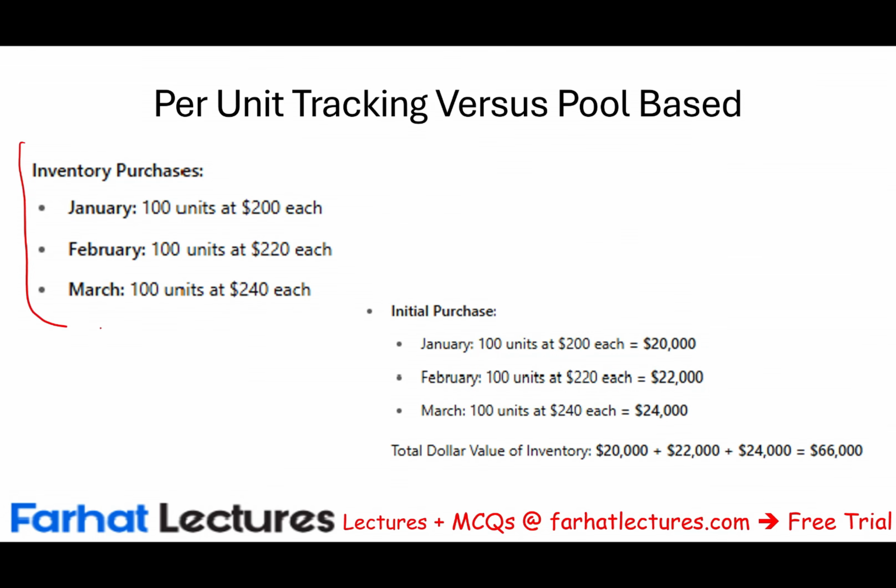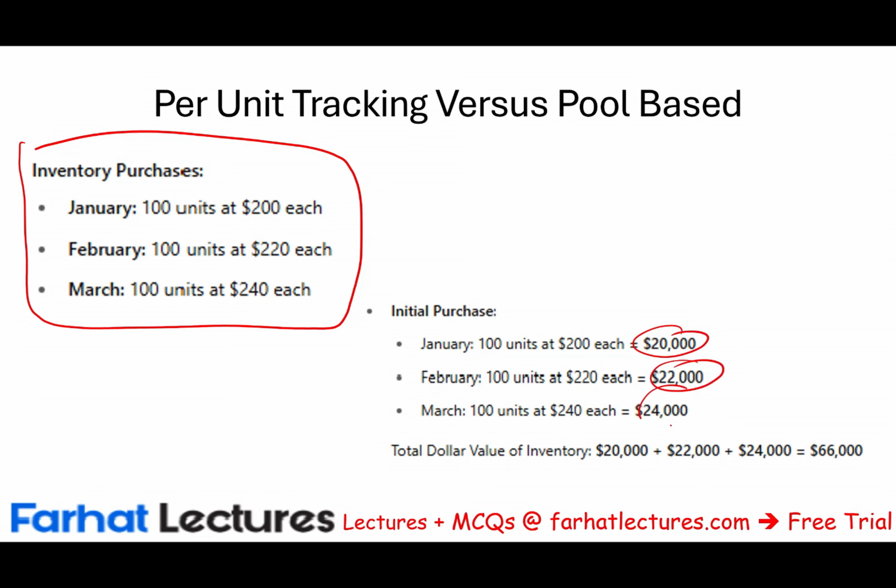You remember we were keeping track of each unit separately. Now what we do, rather than each unit separately, we're going to look at the value of the inventory, and we keep track. We're going to adjust the value of the inventory rather than keeping track of each purchase. January 100 units, February 100 units, March 100 units. We are going to see that we have $66,000 in inventory, and we're going to adjust based on that.